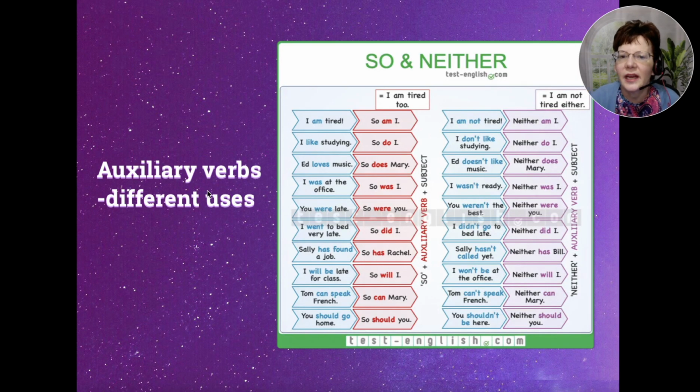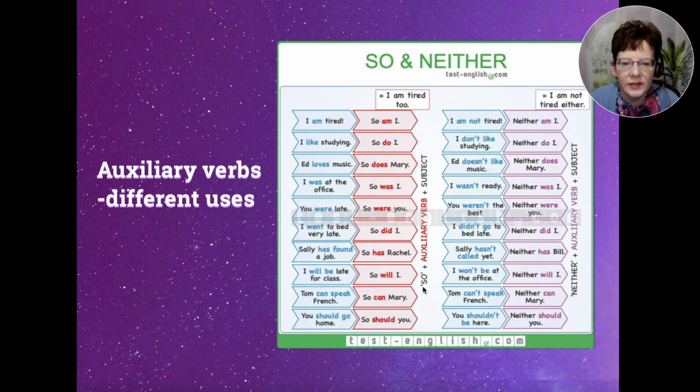All right, so we'll look at a chart here. So and neither, for example. Where it says equals, I am tired too. It starts with one person, person A, who says, I am tired. Person B agrees and says, so am I. And then there's another example. I like studying. So do I. Ed loves music. So does Mary. I was at the office. So was I. And so on.